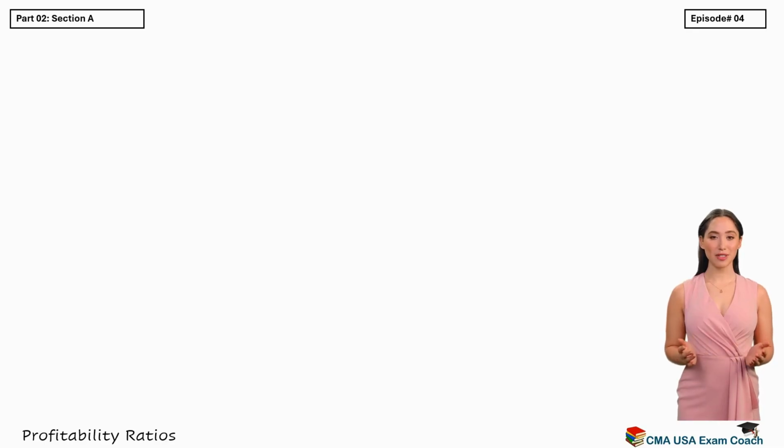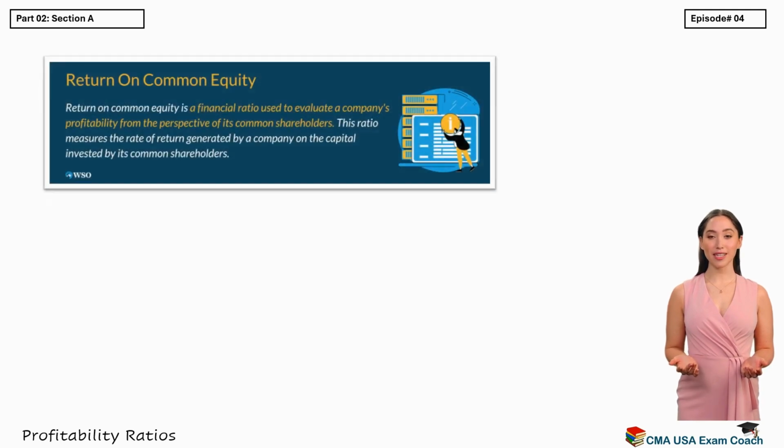Now let's talk about return on common equity, or ROCE. ROCE is a variation of ROE that specifically focuses on the return available to common shareholders after preferred dividends have been paid. It gives a more accurate picture of profitability from the perspective of ordinary investors.